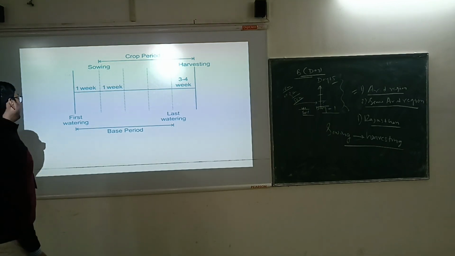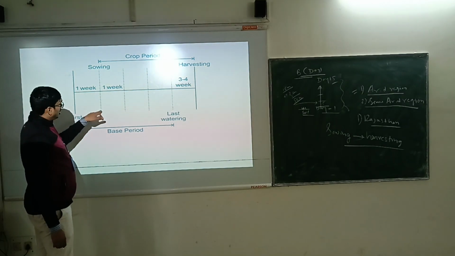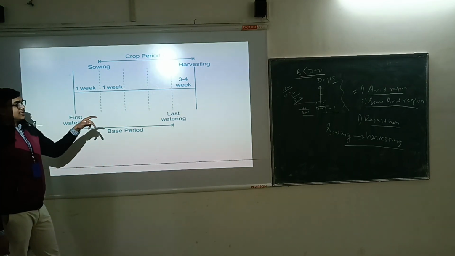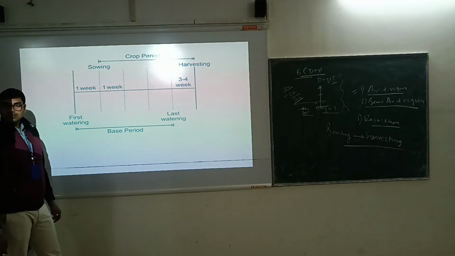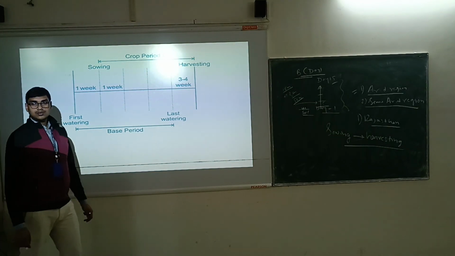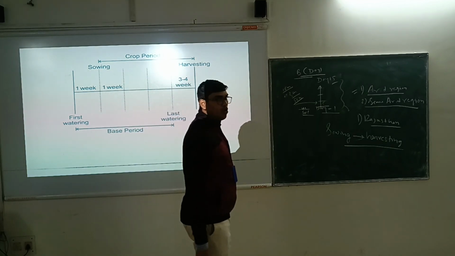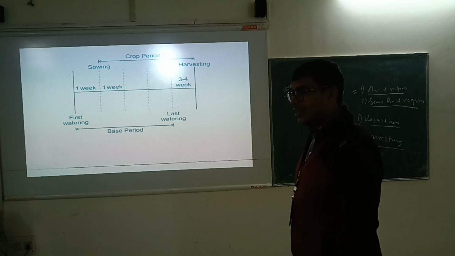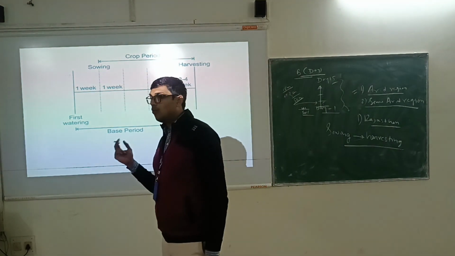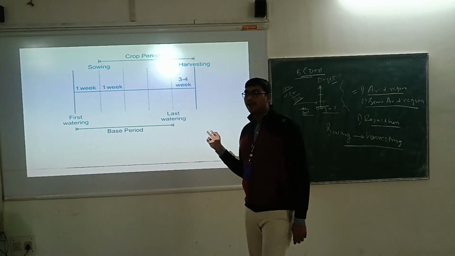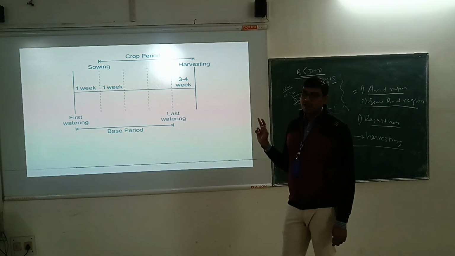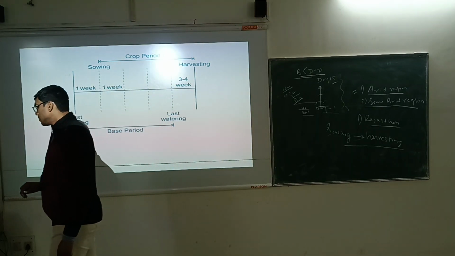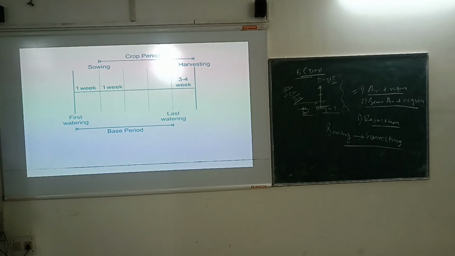And the sowing to the harvesting time is known as the crop period. Base and crop, remember these two things. Sowing to harvesting, that time period is known as the crop period, but in case of base period, that is the requirement of water, from the initial to the last watering before harvesting. Clear? All of this comes into the short questions.